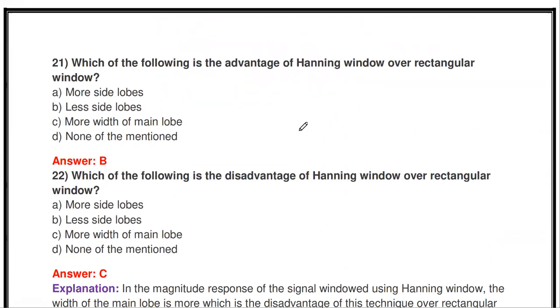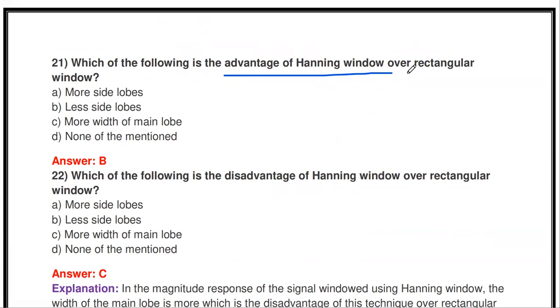Then the next question: which of the following is the advantage of Hanning window over rectangular window? It's less side lobe. In a rectangular window, we will get many side lobes. The main lobe is our desired thing; the side lobe is an unwanted one. So we get more side lobes in the rectangular window. When compared to the rectangular window, the Hanning window has fewer side lobes. That is the advantage of the Hanning window.